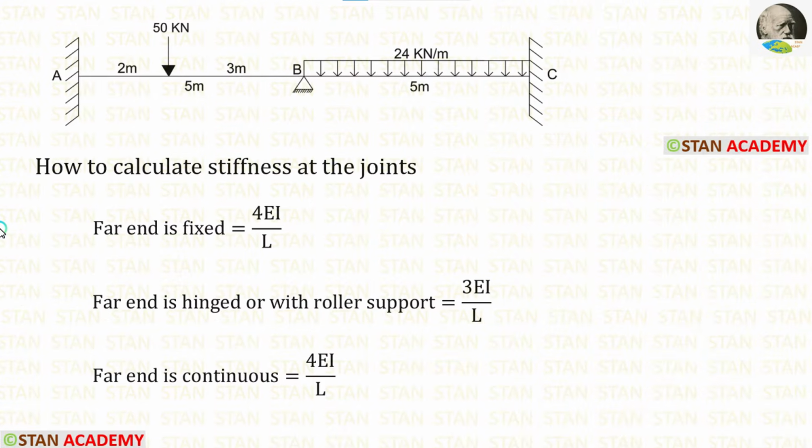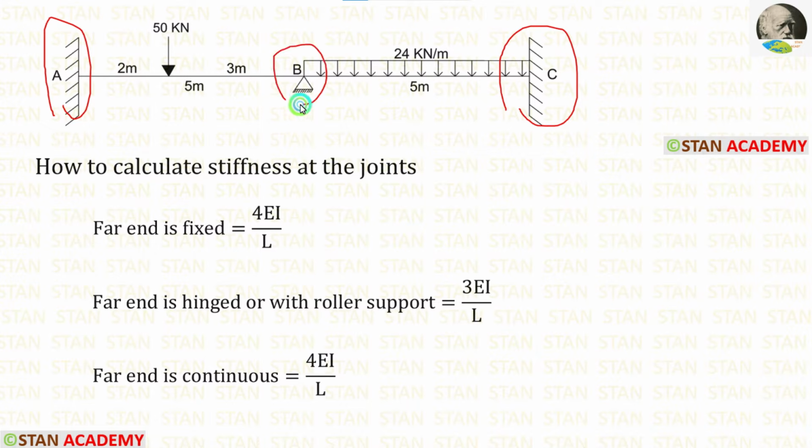In the moment distribution method, we have to calculate the distribution factor. For calculating the distribution factor, we have to find the stiffness. In the point A and in the point C, we are having fixed supports. In the fixed supports, the distribution factor will be 0, so there is no need to calculate the stiffness. In this case, we have to calculate the stiffness only in the joint B.